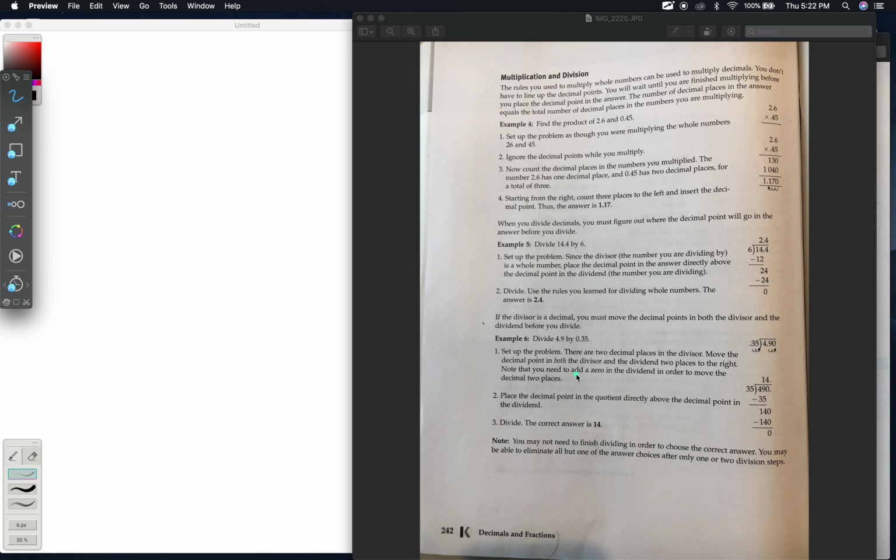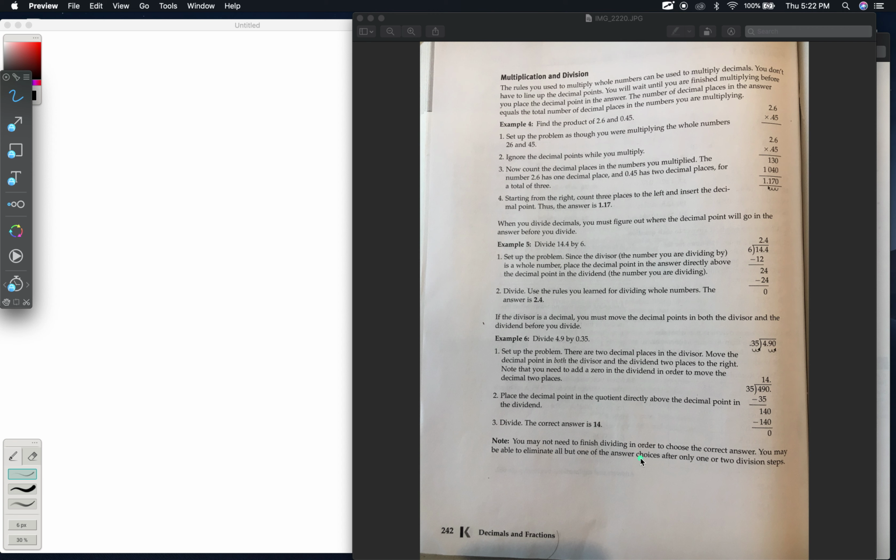Okay, set up the problem. There are two decimal places in the divisor. Move the decimal point, both the divisor and dividend, two places to the right. Note that you need to add a zero in the dividend in order to move the decimal two places. Place the decimal point in the quotient directly above the decimal point in the dividend. Divide. The correct answer is 14.